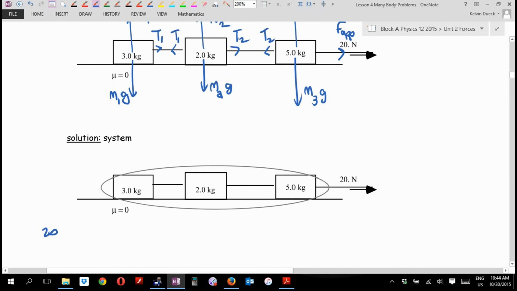20. And now I'm going to walk along the rope. I run into tension 2. Which way is this tension 2 pointing? To the left? Loser. Oh, but I run into tension 2 again. Which way is it pointing?